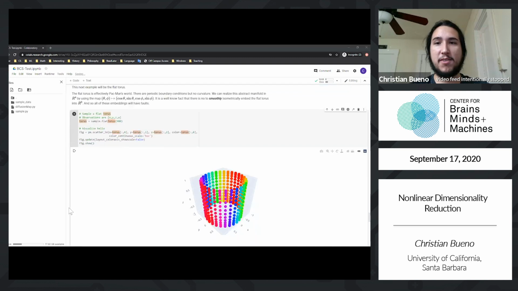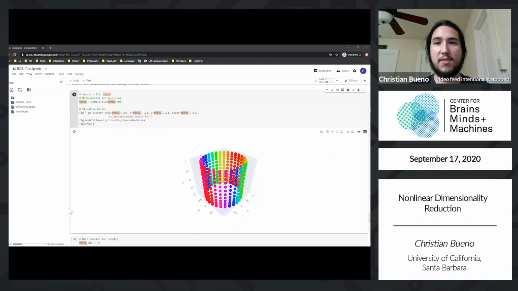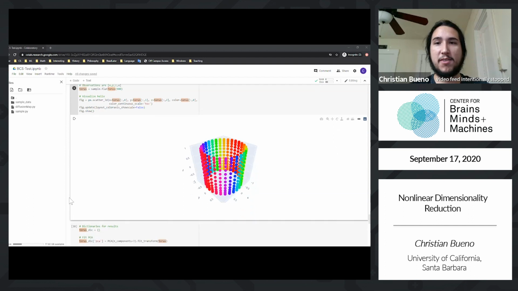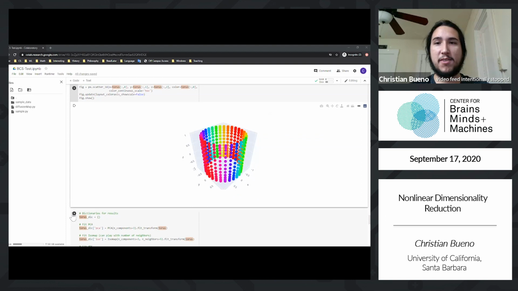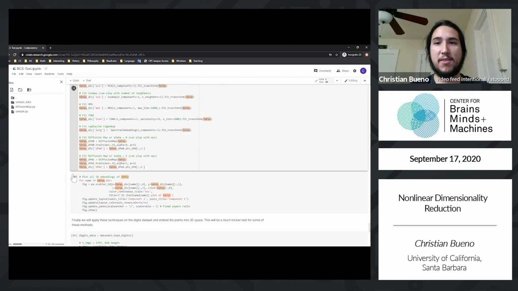Yeah, I'll wrap up. So I'll just finish this example and skip the digits. So we get this. Gotta fit all that stuff and then plot the embedding, and I'll stop there.